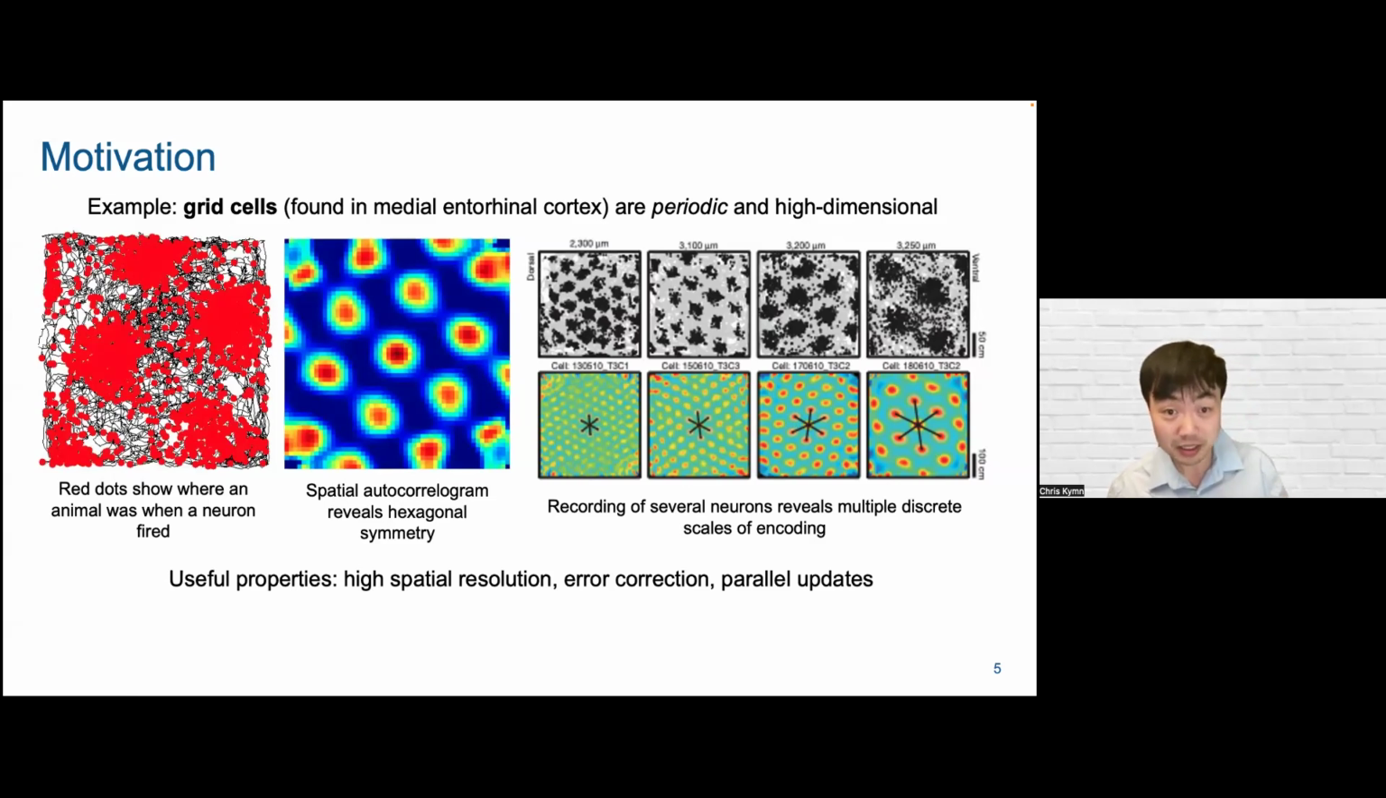And what's come out as a result from this work in computational neuroscience is that the theory suggests that a reason for having these periodic codes is that they allow higher spatial resolution that's exponential in the number of neurons rather than linear in the number of neurons with one-hot or Gaussian place fields. They allow for the capacity for error correction, and they allow for parallel updates between different kinds of modules.